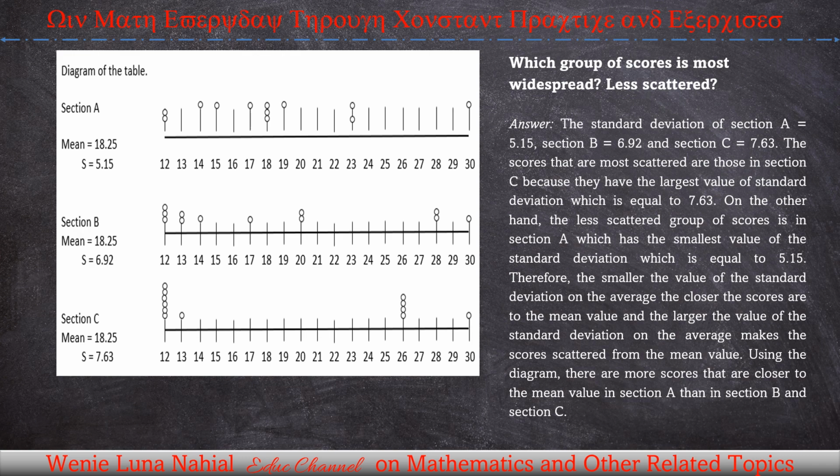Then on the other hand, the less scattered group of scores is in section A, which has the smallest value of the standard deviation, which is 5.15. Therefore, the smaller the value of the standard deviation on the average, the closer the scores are to the mean value, and the larger the value of the standard deviation on the average makes the scores scattered from the mean value. Using the diagram, there are more scores that are closer to the mean value in section A than in section B and C.